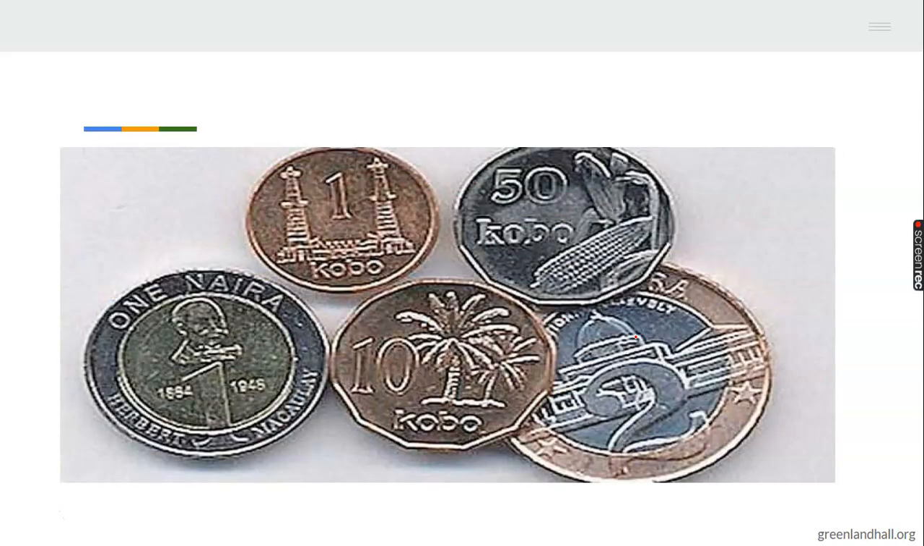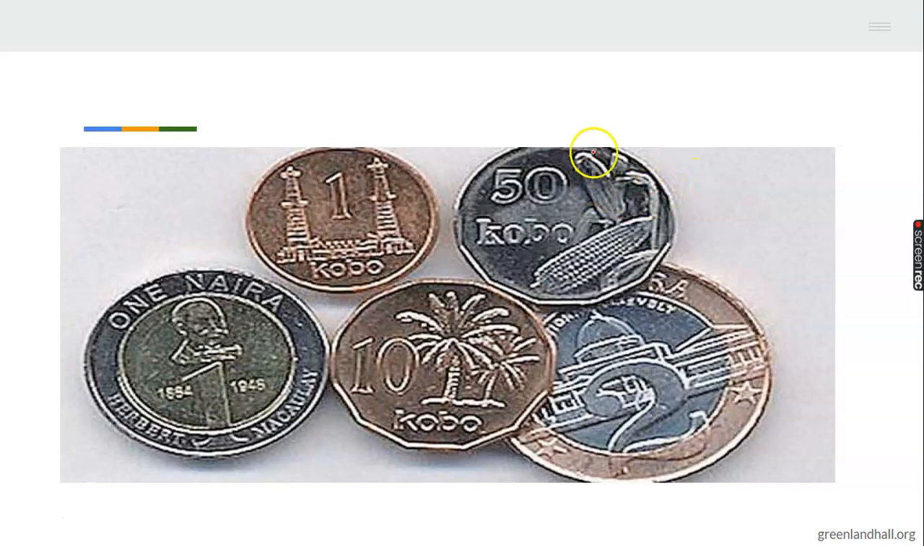Yes, look at the second picture. Here we do not have the naira note. What we have here is the kobo coins. These are coins, not notes. Yes, our kobo are in coins. They are made from metals. They are not notes like we have for the naira.